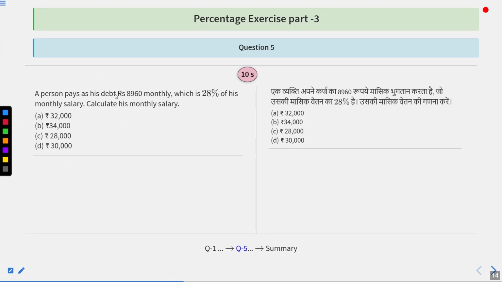A person pays his debt rupees 8,960 monthly, which is 28% of his monthly salary. Calculate his monthly salary. 32,000, 34,000, 28,000, or 30,000. A, B, C, and D. These are the four options.